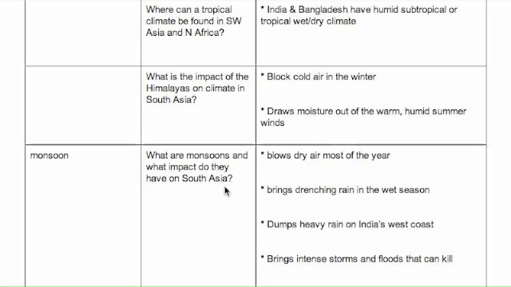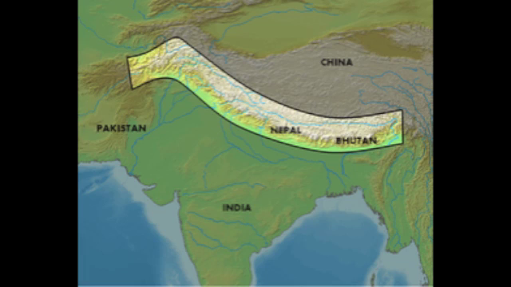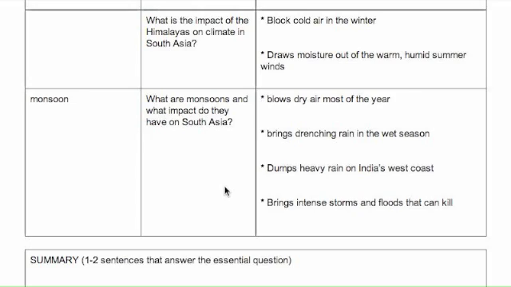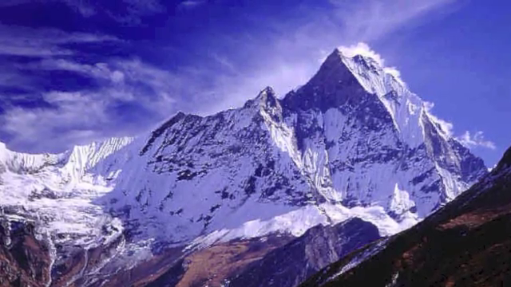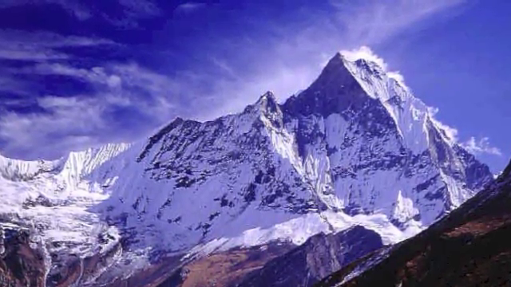We're going to look at the impact of the Himalayas. The Himalayas help regulate the region's climate. They block a lot of the cold, dry air that would otherwise stream into South Asia from the north in the winter. The mountains also draw moisture out of the warm, humid summer winds. That moisture falls as snow in the mountains and rain in the south. In the mountains, high peaks are covered with snow year-round, and glaciers fill many of the valleys in the Himalayas.